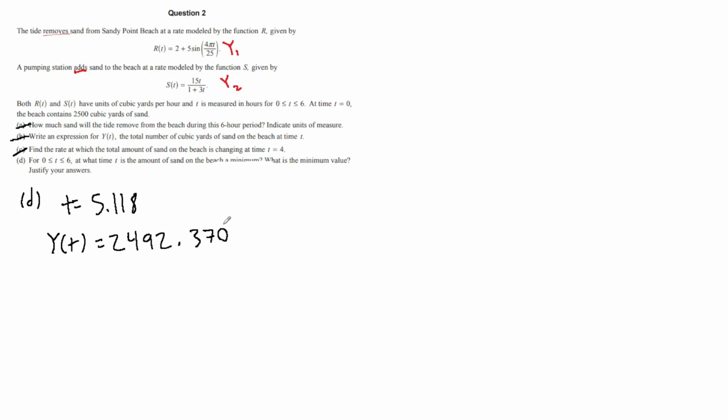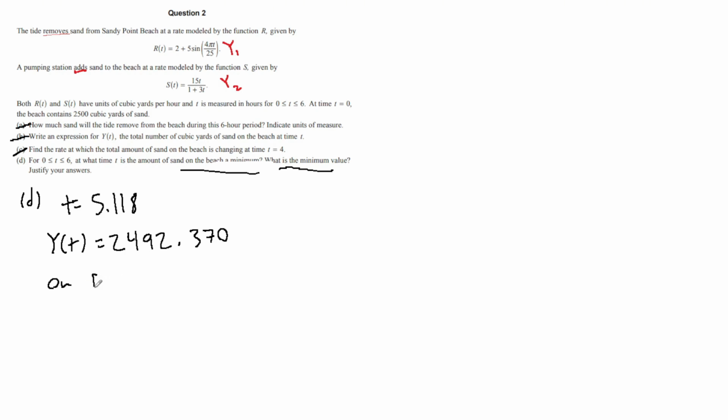Now we have to write this in a more explanatory way and justify our two answers. We found the minimum value and the time when the amount of sand on the beach is a minimum. Now we just have to write it out and justify it. So here's how you can write it.